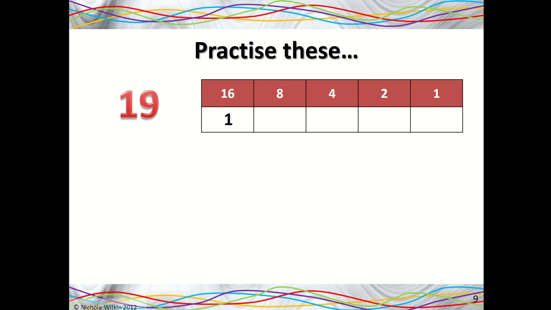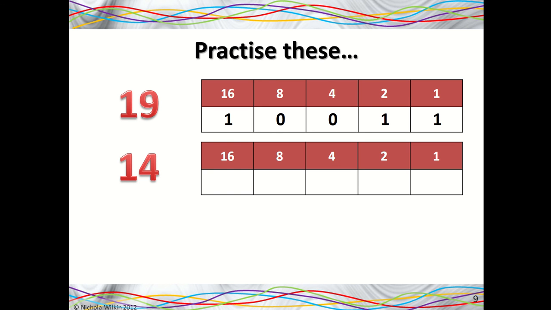19 take away 16 leaves us 3. So 8 does not go into 3, so we put a 0 underneath 8. 4 does not go into 3, so again a 0 under 4. Now 2 does go into 3, so we put a 1 underneath the 2. And 3 take away 2 equals 1. So we've got 1 left over, so we put 1 in the last column. Here's another one.